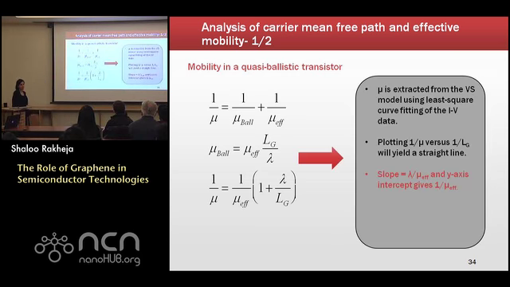What am I trying to do here? I'll plot 1 over mu versus 1 over LG, and I hope to get a straight line. And when I get that straight line, the slope of that straight line can give me information on lambda over mu effective and 1 over mu effective. That is what I'm trying to do. I'm trying to understand what is the effective mobility for this graphene technology that I have been analyzing, and what is the mean free path. All right, so this is what I'll do.